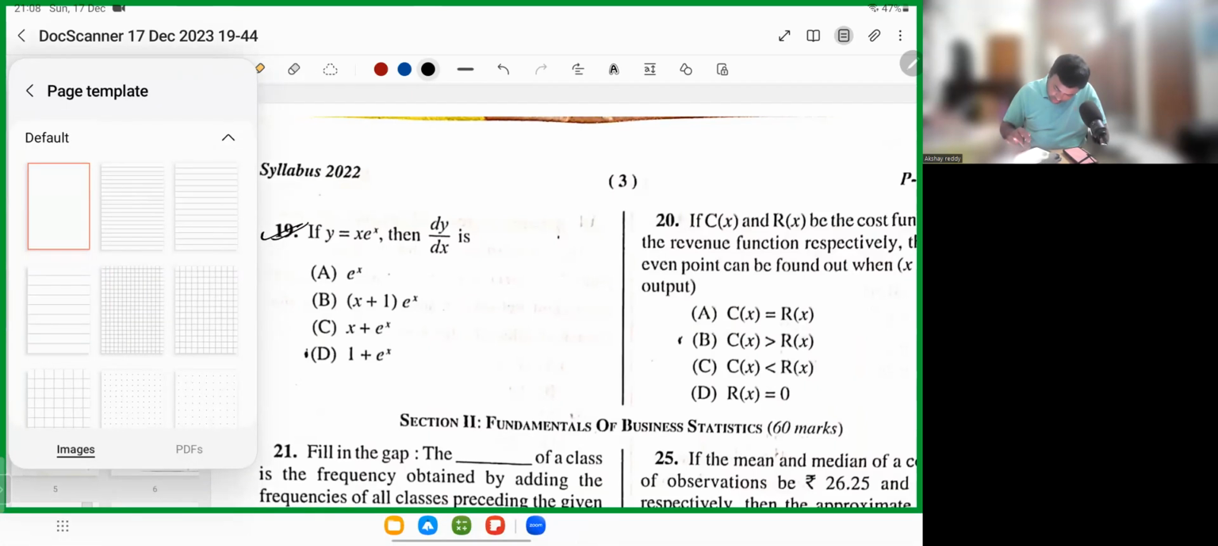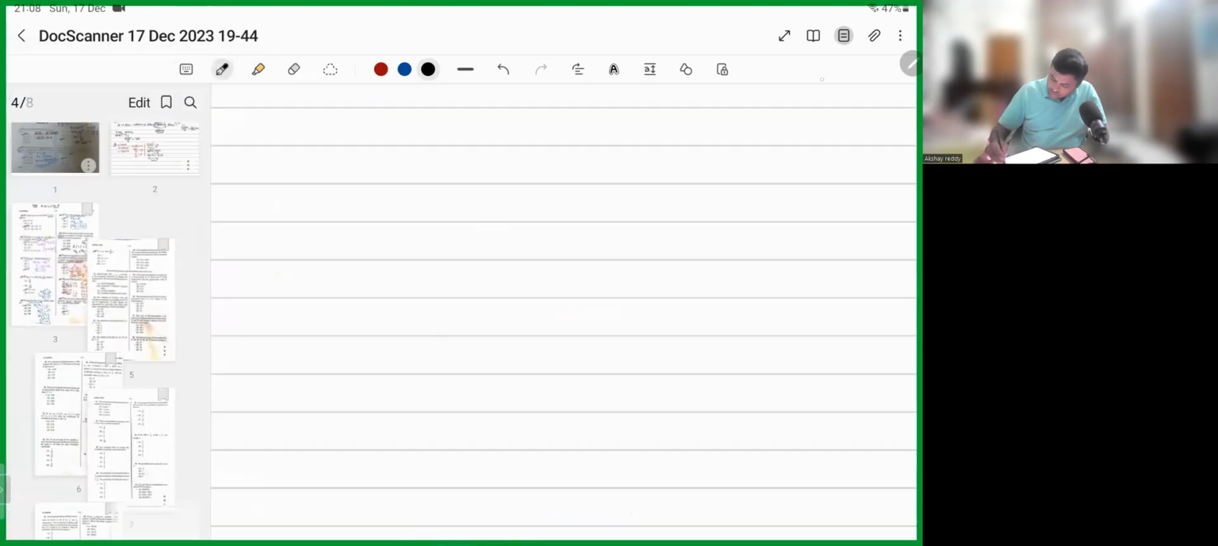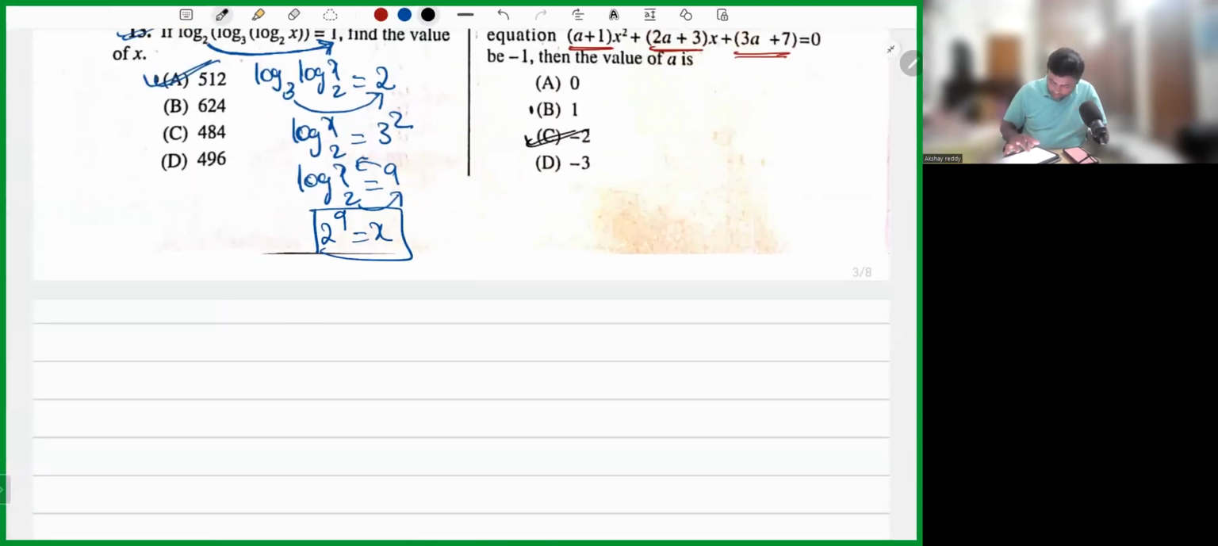Let me not do Kruti. How much I'll fill in one page. Let me take this question number 19.